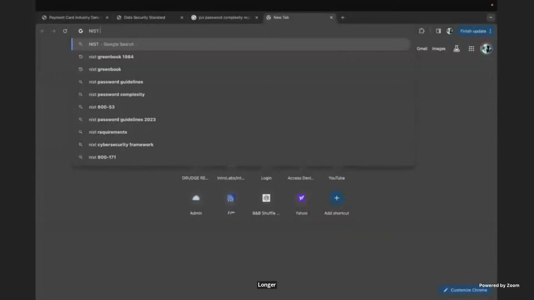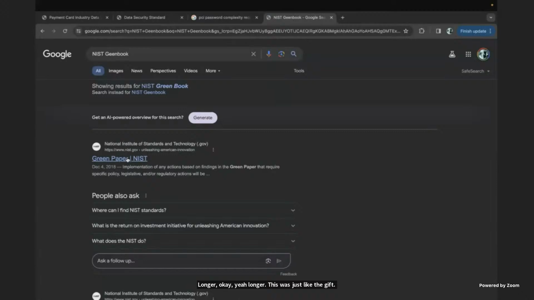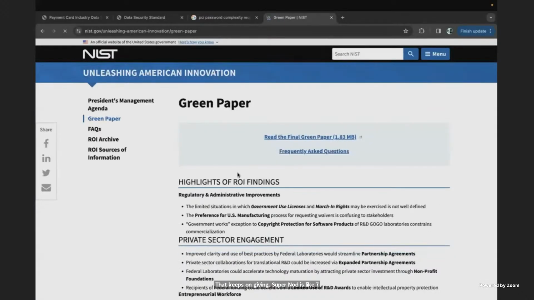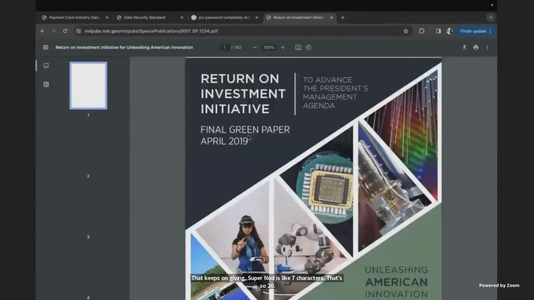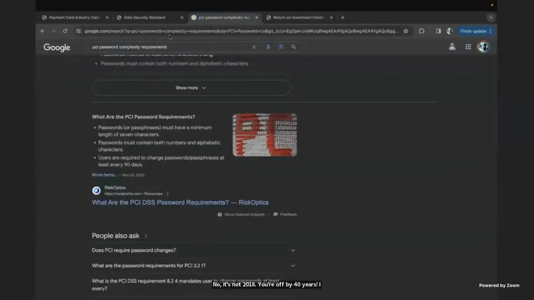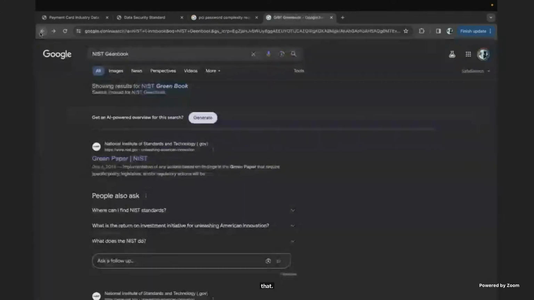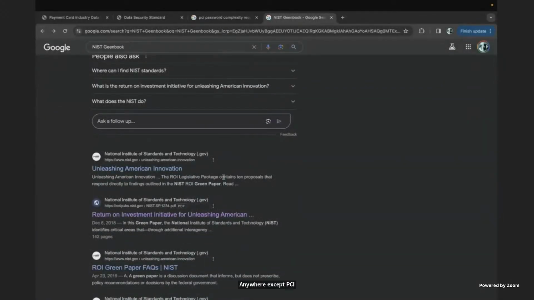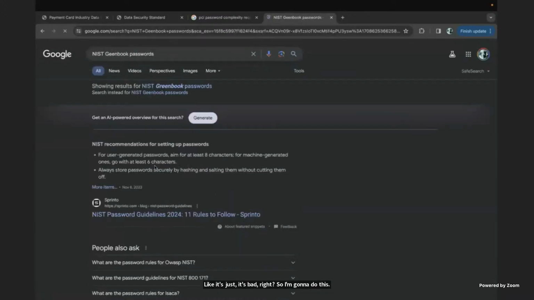If you look at the NIST Green Book, let's see if we can go to the NIST Green Paper. The last reference to the NIST Green Book ever to be made. Oh, no. They might have changed the thing. I've got to find the original NIST Green Book. It's off the internet. Passwords. Maybe they took it down.